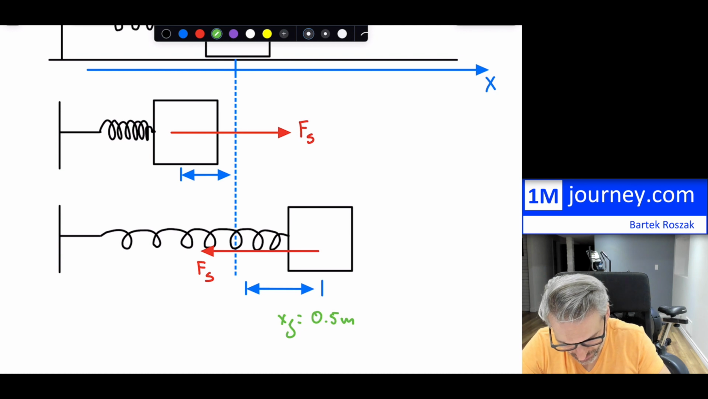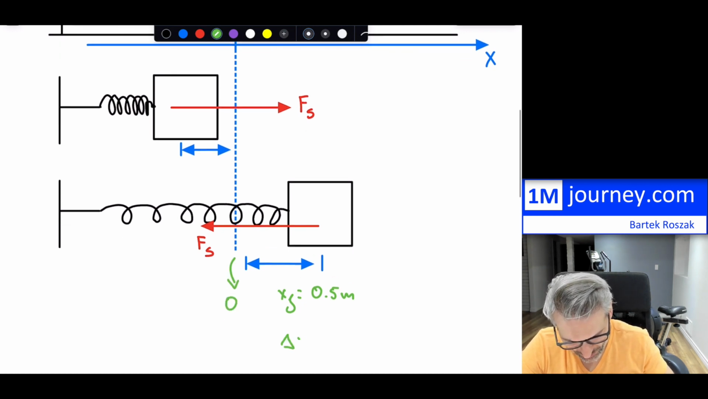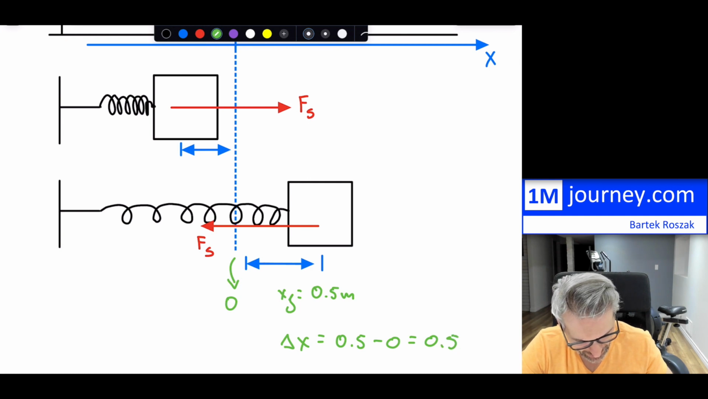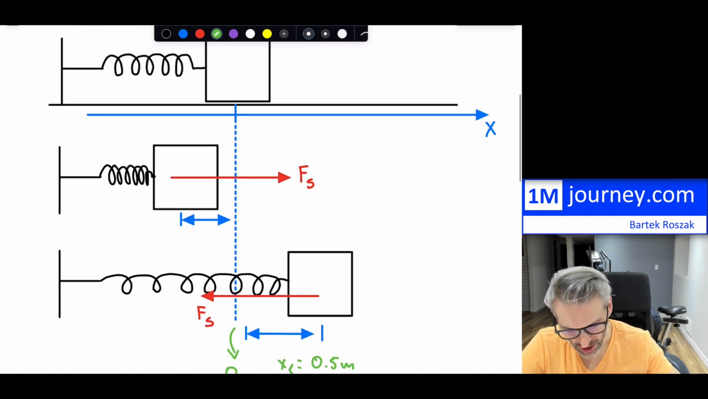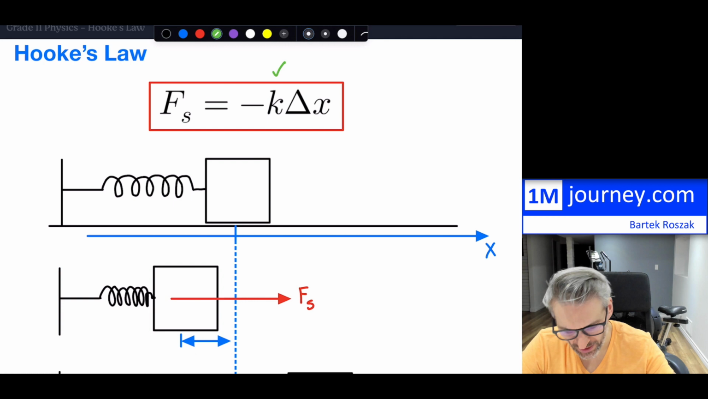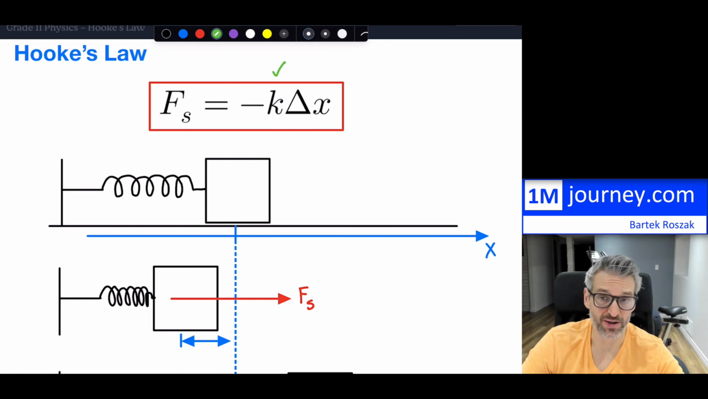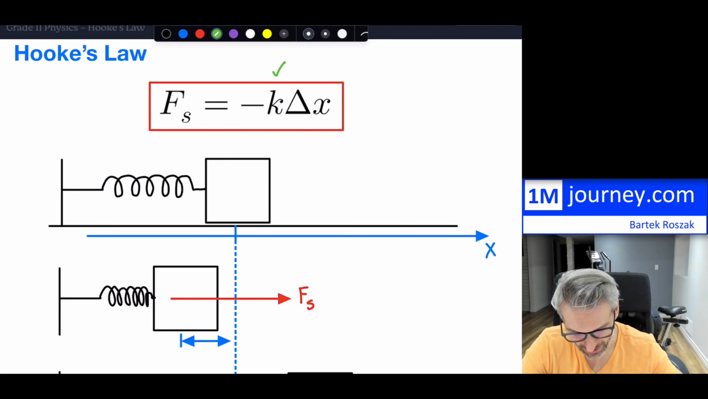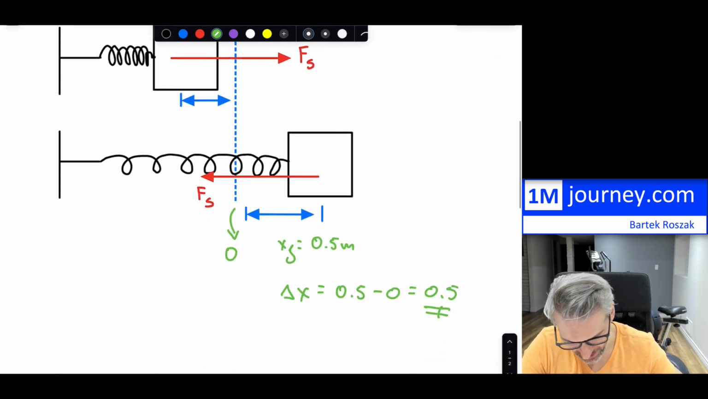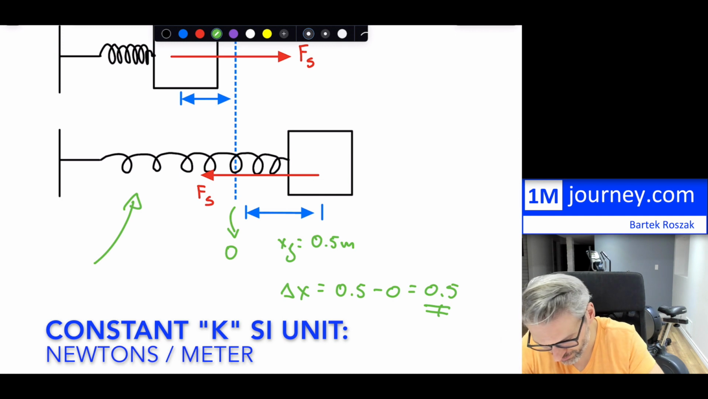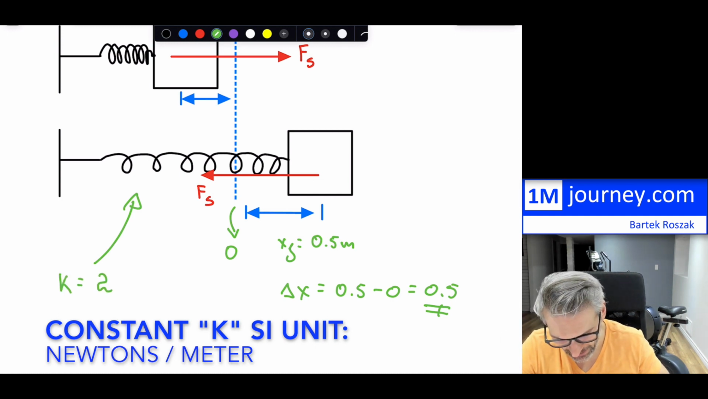So if this was your initial position right here, which was 0, and then you would do your delta x, then you would have your final position 0.5 minus 0, which is 0.5 in terms of its value. The constant k within here is always going to be positive, this Hooke's constant, okay, for a particular spring. So let's say for this particular spring, I'm making this up, k was maybe 2.